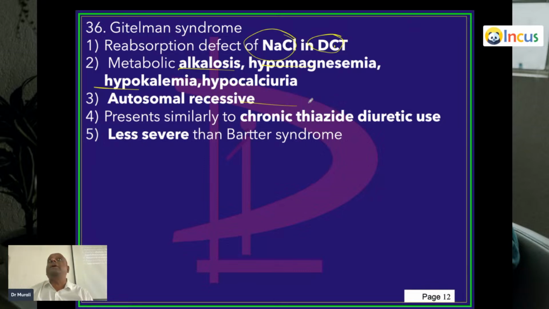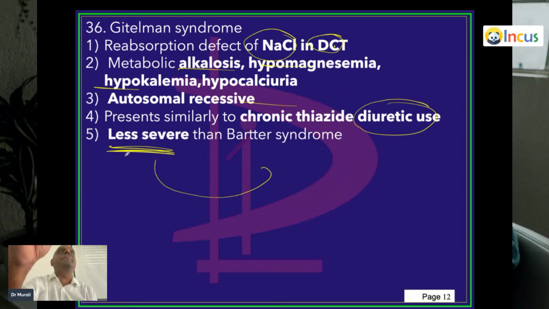Gitelman is autosomal recessive. It is like chronic thiazide diuretic use. Compared to Bartter, it is less severe. G for Gitelman is good. B for Bartter is bad. Okay?